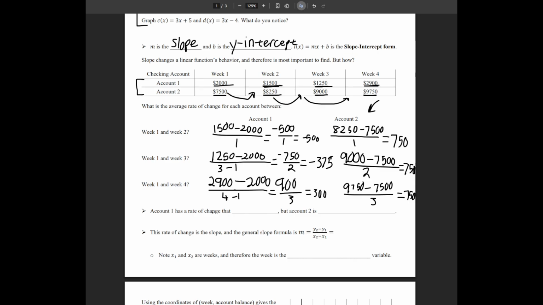Looking at this next part. Account 1 had a rate of change, and this rate of change actually increased. From first week to second week, it was negative 500. First week to third week, negative 375. And then first week to the last week, or the fourth, was 300. So this increases. We'll talk about increasing rate of change a little bit later, not in this unit, but in a future unit. Account 2 is constant.